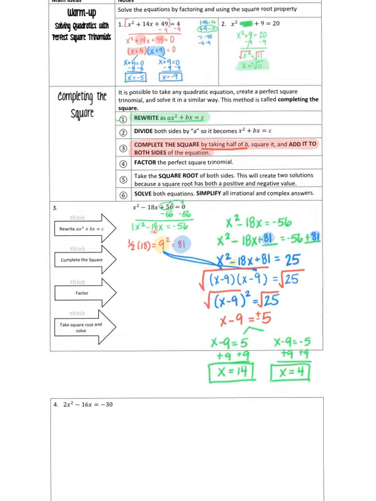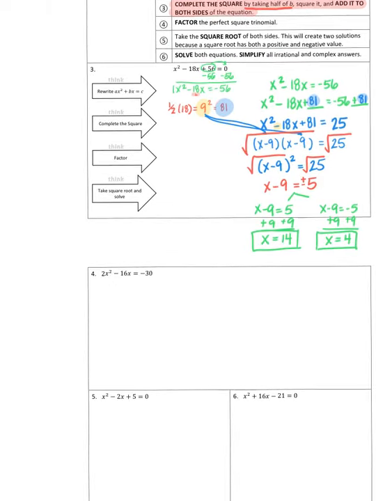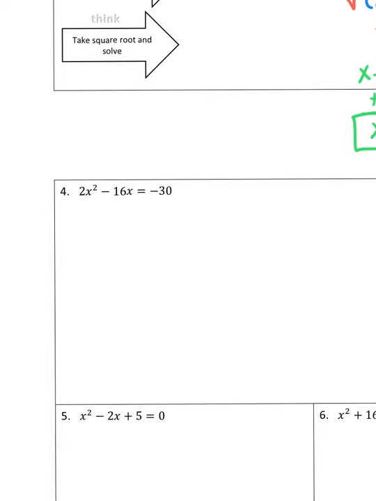Okay, so when we're completing the square, all we're doing is taking half of b, or half of the number before x, and squaring it to get the last term so we can factor. Let's do another one. Again, we want all of our numbers set up correctly. We have ax squared minus bx equals c. That's exactly what we want.